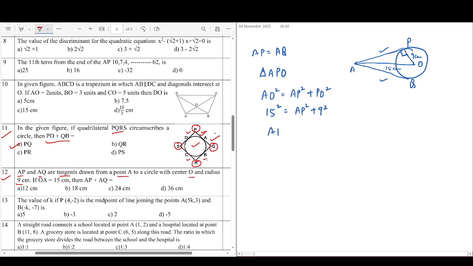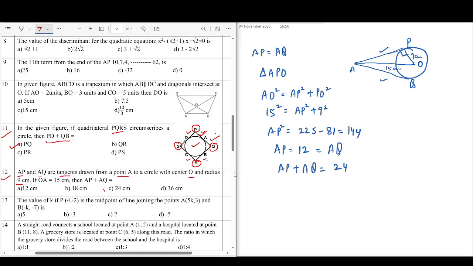So we got AP square is equals to 15 square, that is 225, minus 9 square, that is 81. So we are getting 144. So what is AP? AP is square root of 144, that is 12 cm. We have to find out the sum of AP and AQ, and AP and AQ both are same. That means AP plus AQ is 12 plus 12, that is 24. So we can see here our correct option is option C.